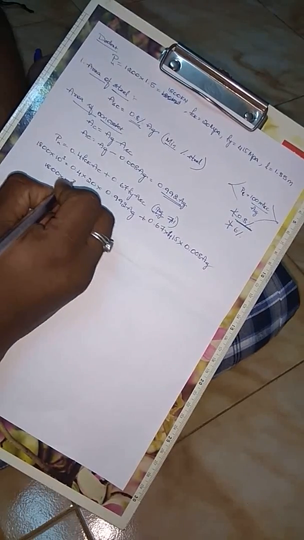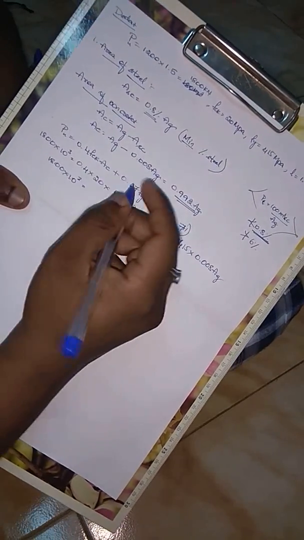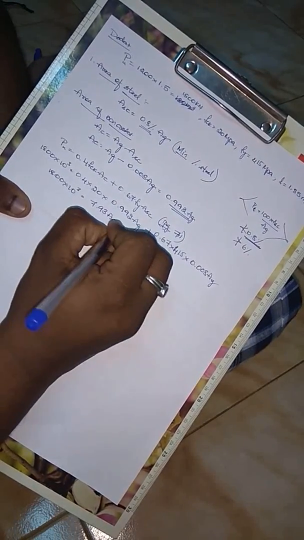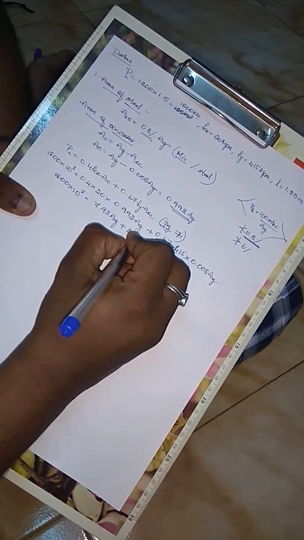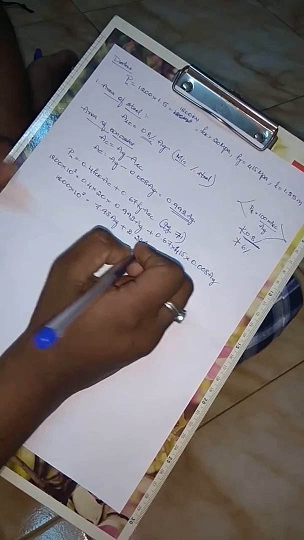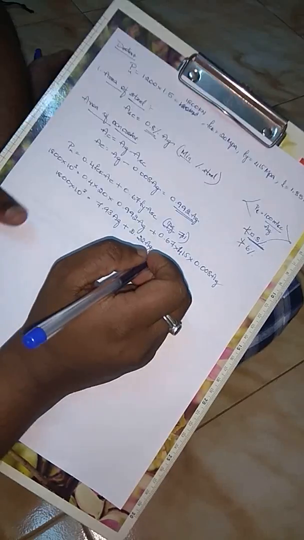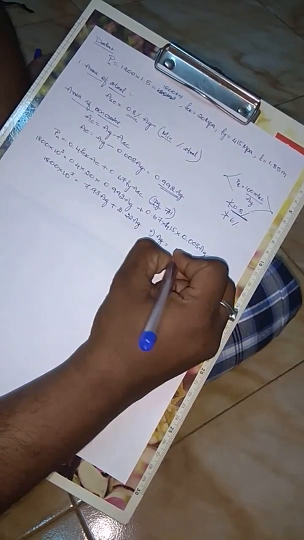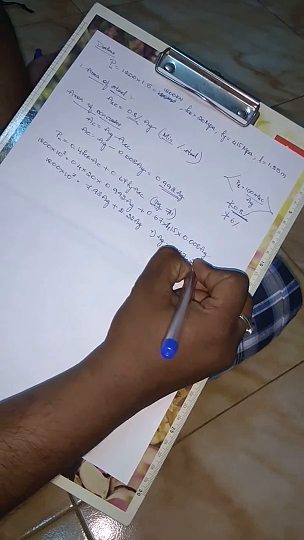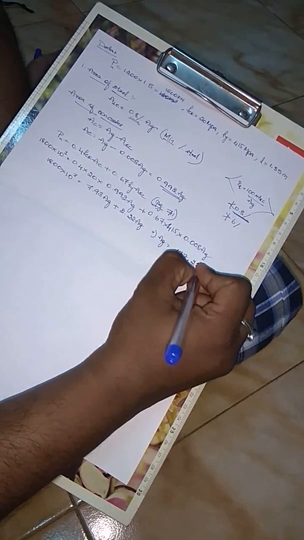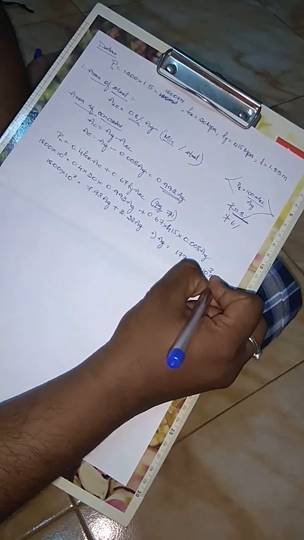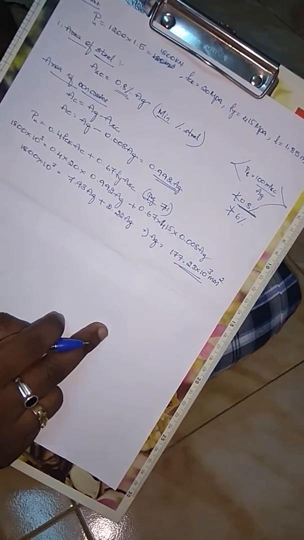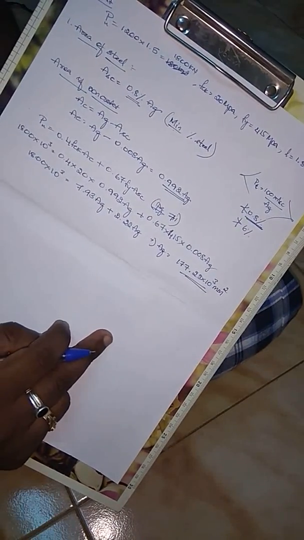1800 into 10 power 3 is equal to 7.93 into AG plus 2.22 into AG. Okay, so the final answer for AG that we will get is 177.23 into 10 power 3 mm square.